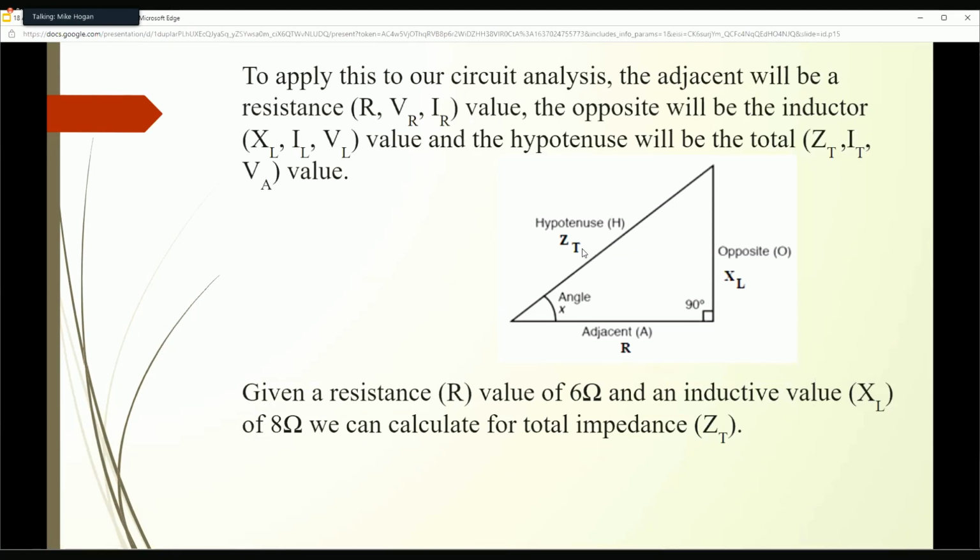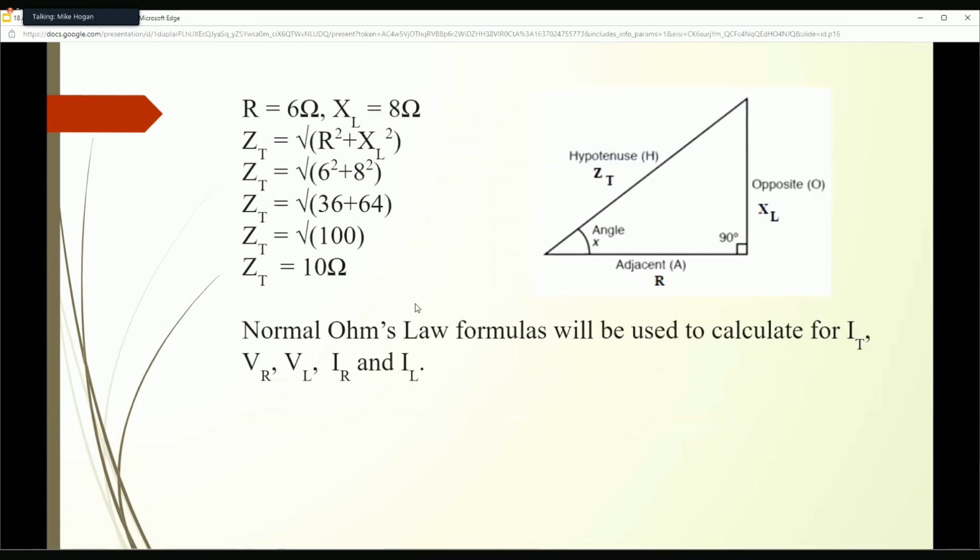We can use the formula A squared plus B squared is equal to C squared to get us the values. They gave us a resistance of 6 ohms for my resistor. My X of L was 8 ohms, right? So if we've got 6 and 8, we should be able to calculate our total impedance. 6 squared is 36. 8 squared is 64. 36 and 64 should be 100. So we would take the square root of 100, and that should be 10. So our impedance value should be 10.